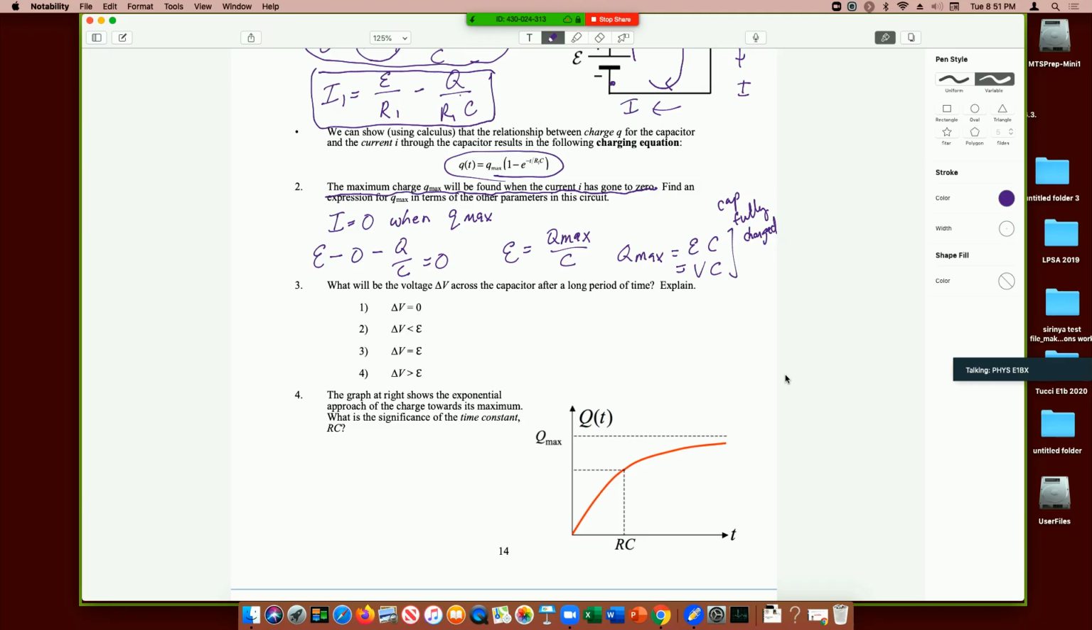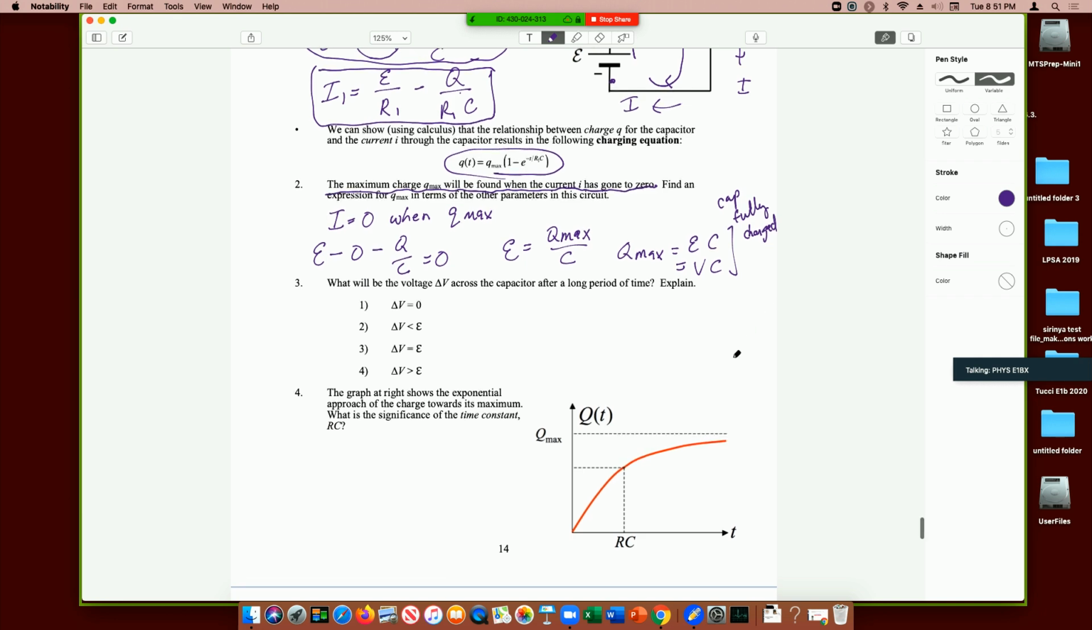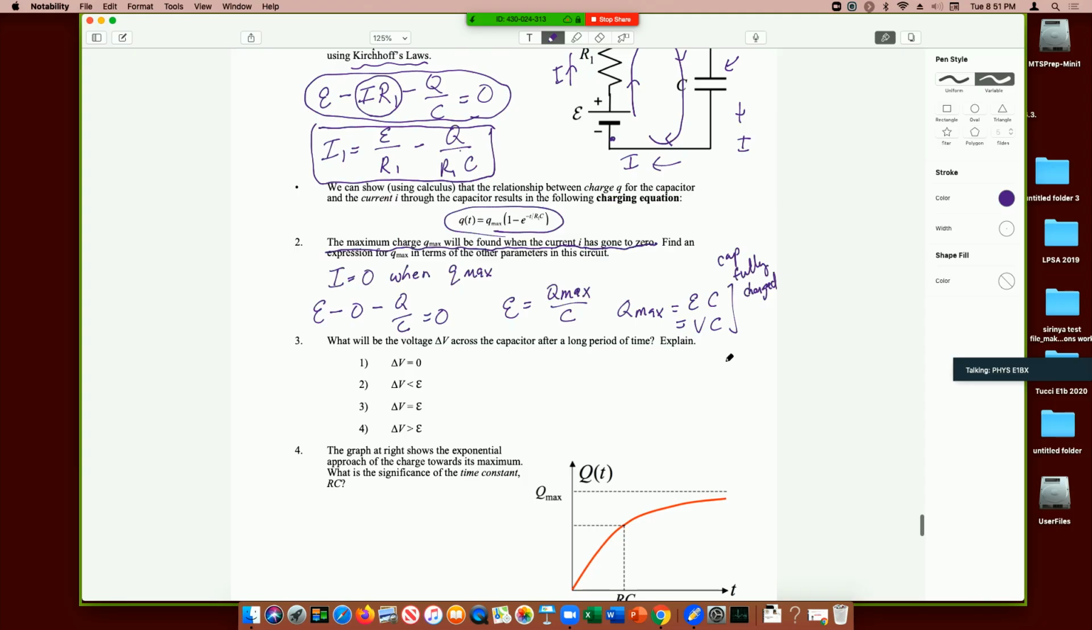Okay, so think about this question. What will the voltage across the capacitor be after a long period of time? I've got the capacitor, it has no charge on it. I connect it into this circuit, connect it to the battery and the resistor, and I leave it for a period of time. What will it eventually be equal to? You've got 4 choices. What do you think?